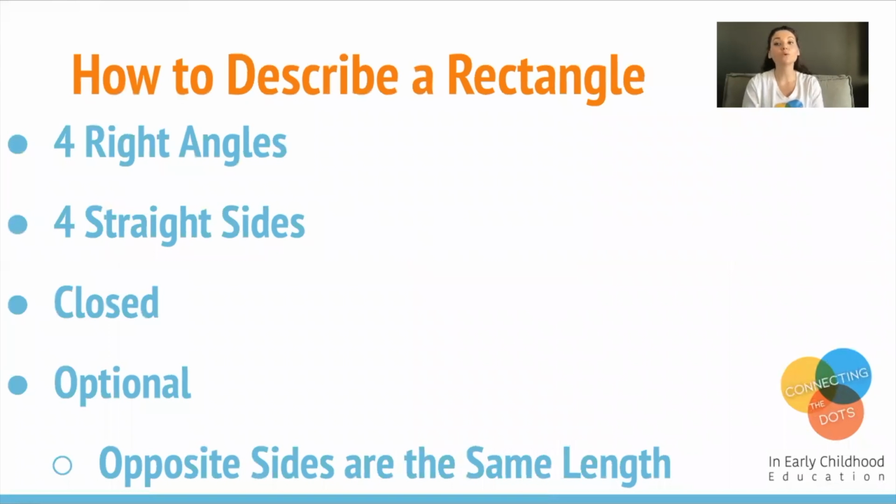So, what language are we going to use? How are we going to describe a rectangle to young children? Well, there's really only a few things that we want them to know. The first is that a rectangle has 4 right angles. I'll say it again. A rectangle has 4 right angles.